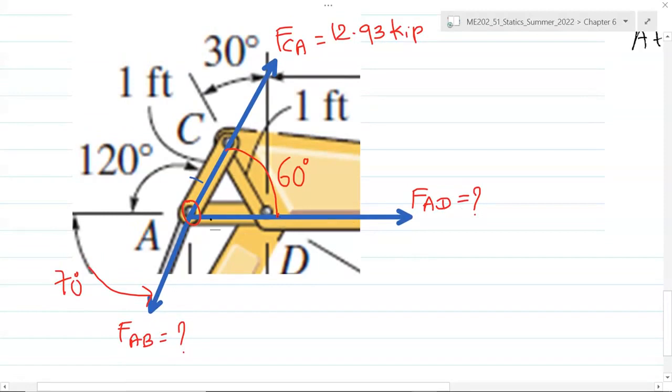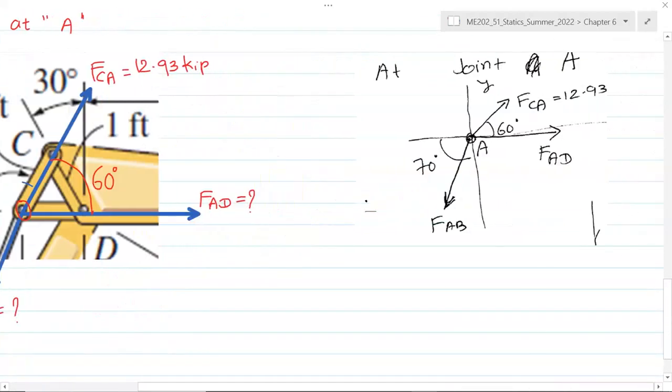This angle is 60 degrees and this angle is 70 degrees. This is given. So now this is a simple problem like those from chapter 2, where we have two unknowns at one point and the system is in equilibrium. So we are calculating these two unknowns using equations of equilibrium. If you like, you can redraw that diagram separately, as I have drawn here, where FCA, this value is taken from the previous step, and these are unknowns. We don't know this, we don't know this, and all other angles are given.